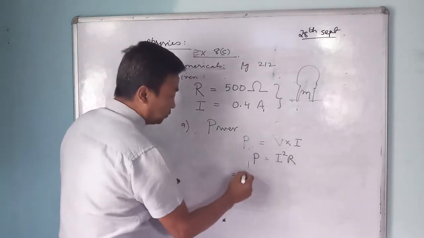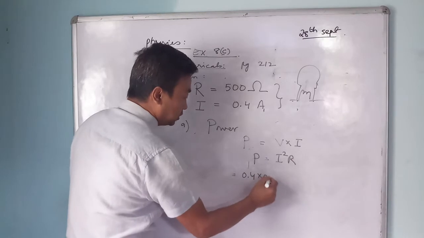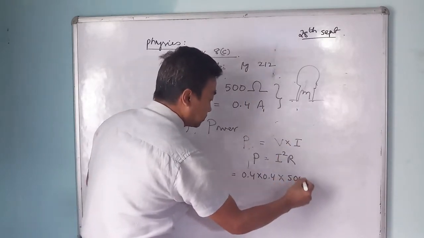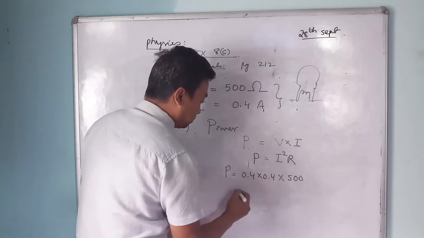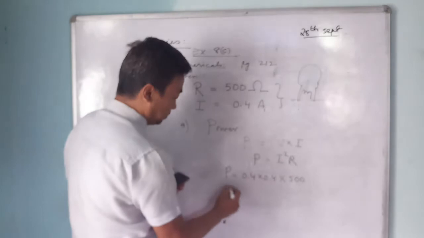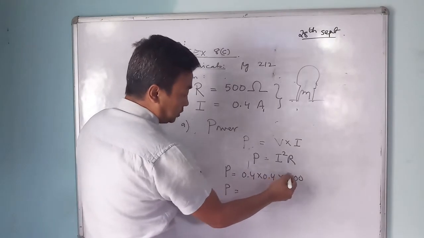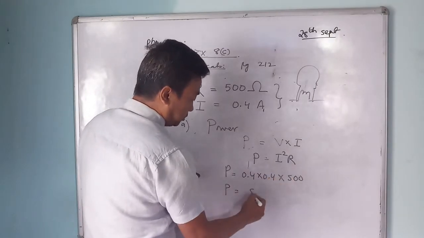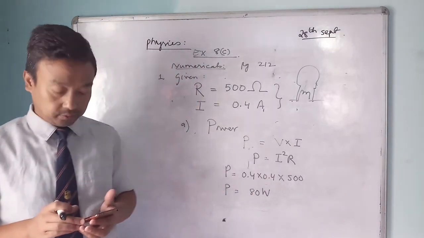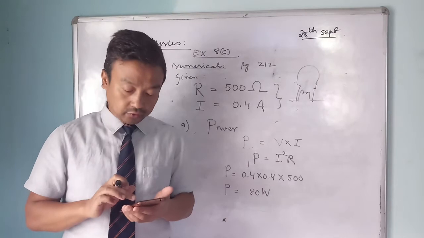I is 0.4, so multiply 0.4 into 0.4. The resistance is 500. The unit of the power we all know is watt. So after doing this multiplication, 16 into 5 is 80, so it will be 80 watt. So the power will be 80 watt. This is the first question.